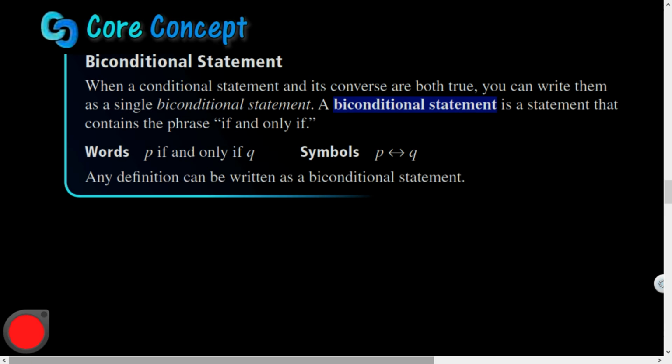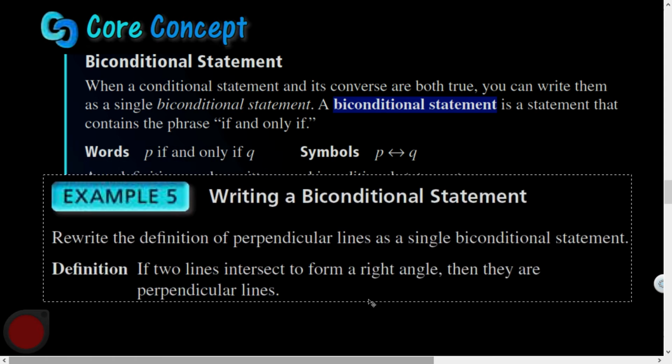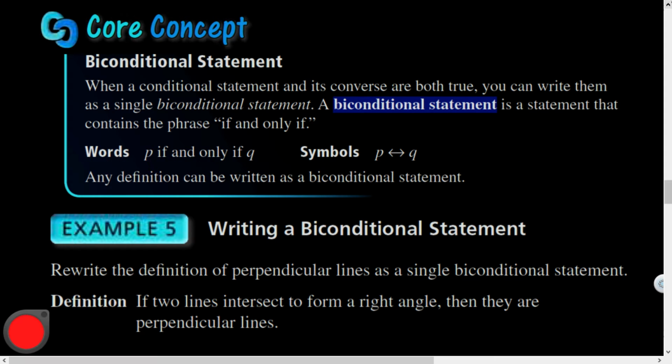Example 5, and then we got to hit truth tables. Come on, Waddy, we can make it. We can make it. All right.